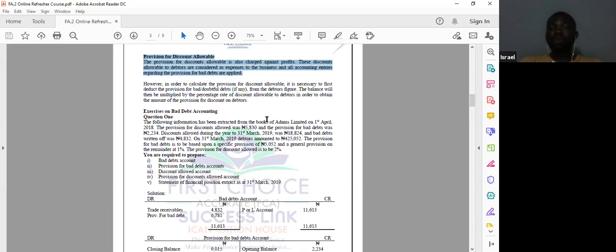So if that's the case, accountants also make provision for discounts allowable, to state that this amount will still serve as an expense against the total money that we are expecting. So we have that account as well, provision for discount allowable. It is written off on the debit side of the profit and loss account and credited to the provision for discount allowable. However, in order to calculate the provision for discount allowable, it is necessary to first deduct the provision for bad and doubtful debt, if any. After we have deducted that, we then calculate the provision for discount allowed on the balance. That's how you do it.